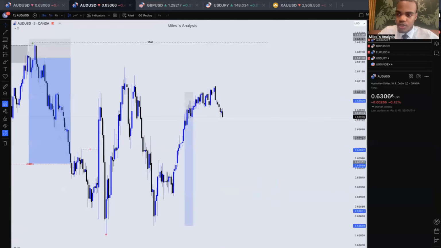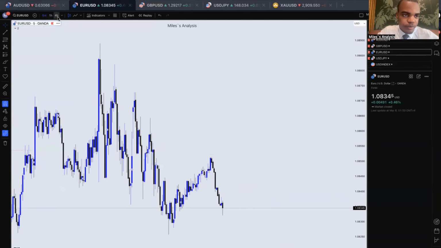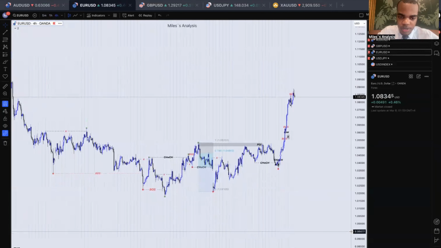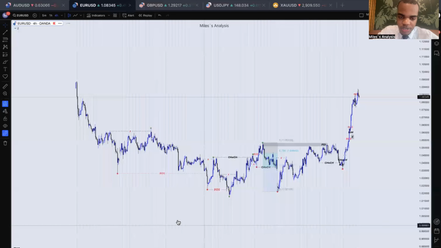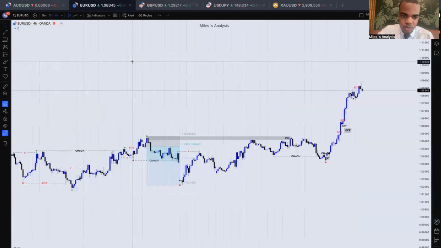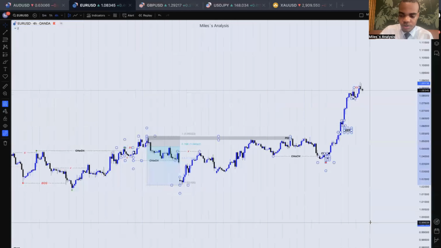Now going to the next pair, which is Euro US dollar. Let's see what's happening. So if we go to the 4-hour time frame, you can see something similar to USDJPY. There's a lot of change of character here, meaning price is not in a healthy price action. Price is just ranging, right? So let me just clear out everything and do a fresh analysis so you can understand where we're standing.